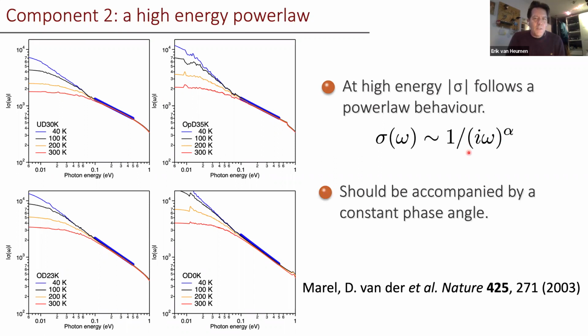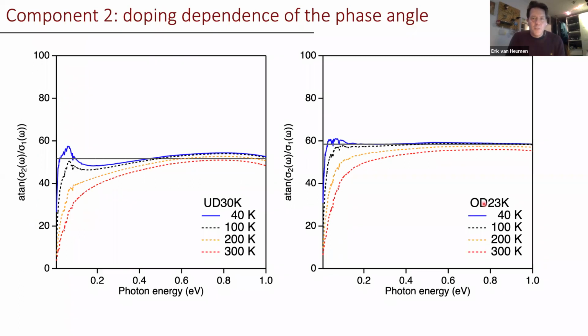But it should also be accompanied by a constant phase angle. And this is only a real power law dependence if there is indeed a constant phase angle. Here are 2 examples shown. I could argue, well, I take this blue curve that's very nicely constant in the entire high energy range, but that would be the only curve on the entire slide, really. You can also see that at low energy, there are some deviations, but especially at high energy, it's more curved. And at low doping, the curvature becomes even larger. And so that doesn't seem to be a very clean power law dependence.